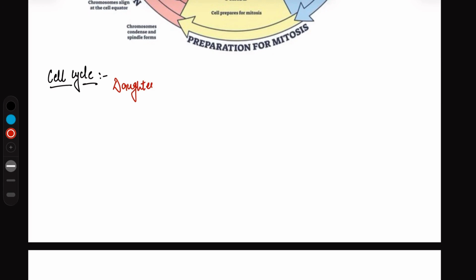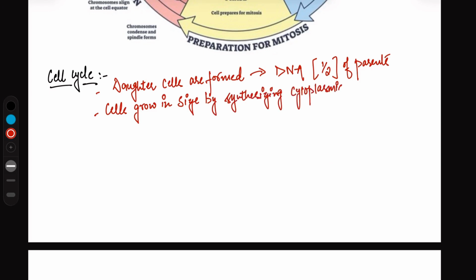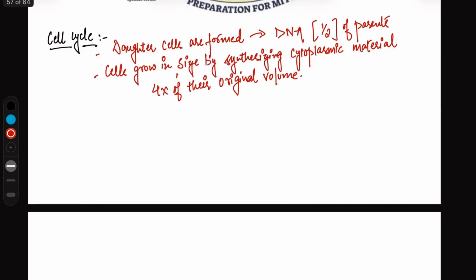So at the end of a division of a cell, daughter cells are formed and these daughter cells are smaller than their parent cells. The DNA in these daughter cells is usually half of the DNA content of their parents. Now cells grow in size by synthesizing cytoplasmic material to reach almost 4 times their original volume.